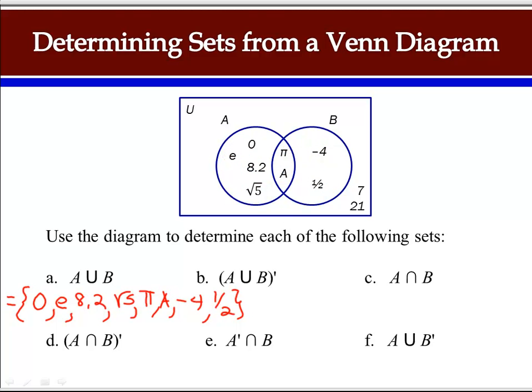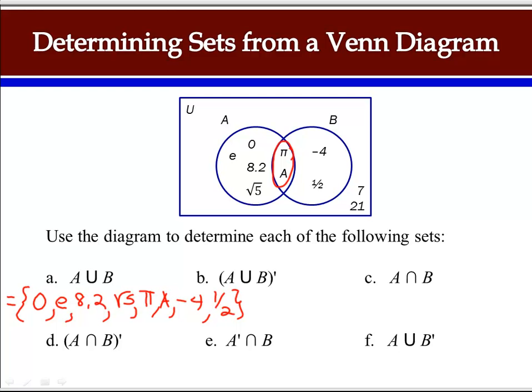So when I'm listing the elements of A union B, there is overlap here in the center section, pi and A, and I don't list those twice. I just list those one time. But we have listed everything that is in set A or in set B or in both, and we did not list the 7 and the 21 because 7 and 21 are in the universal set but not in set A or B.